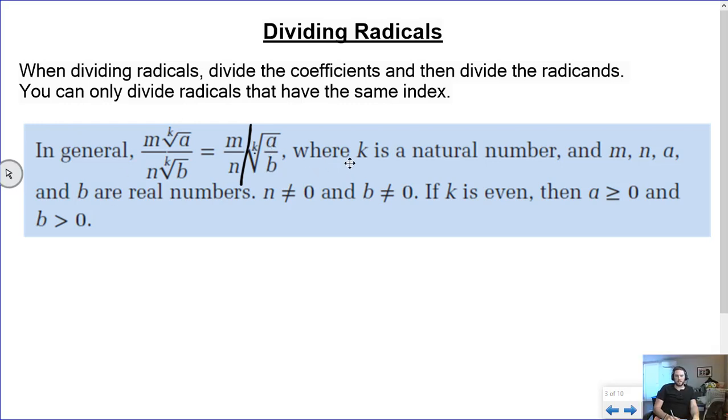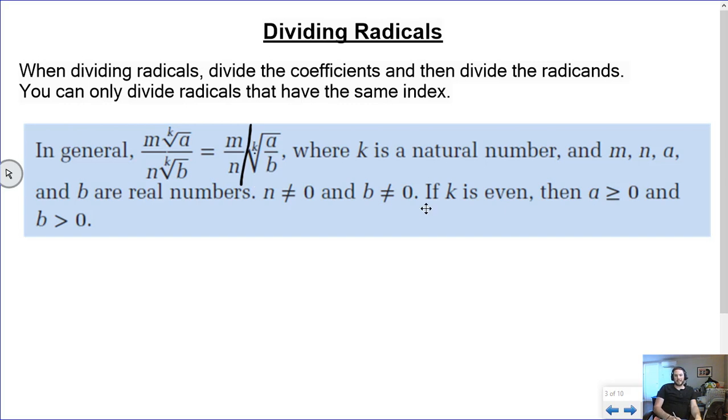And what this second part is saying is that k has to be a natural number, so we can't have like the half root, right? Doesn't make sense. It has to be a natural number. m, n, a, and b are all real numbers. They could be positive, negative, fractions, decimals, whatever. The only restriction is n cannot be 0 and b cannot be 0, because then we'd have a fraction that would have a 0 in the denominator.